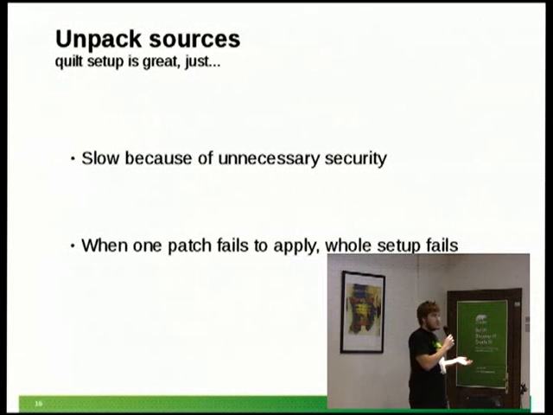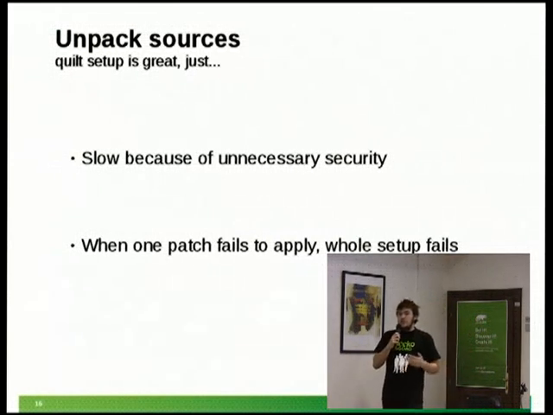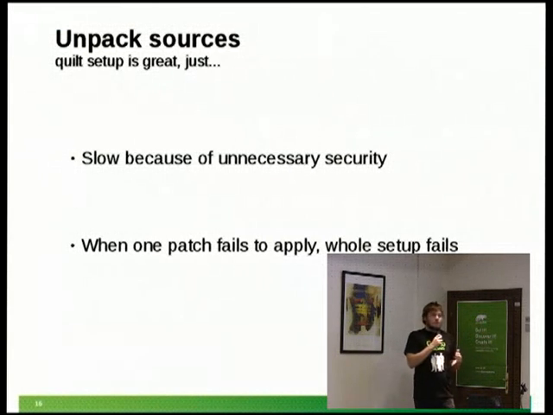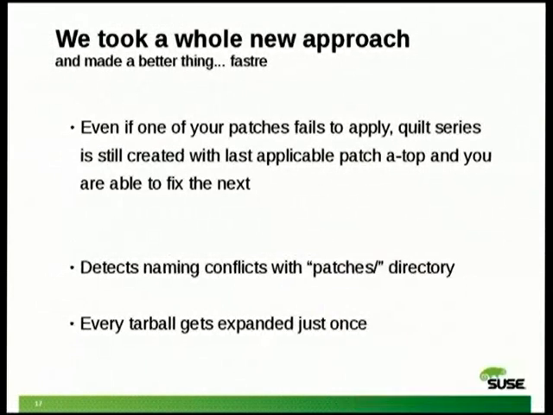And there is another flaw with the quilt setup, that when in your patch list one of them fails, your quilt series is not created. You know, you get the unpacked sources, but no patches applied. And what we've done here, we wrote a replacement for the quilt setup, and we called it fastre, which is again some wordplay on the command used before, the re, and the fast word is to really say that it's really faster than quilt, because it does the unpacking just once, and there are many packages for which this is really crucial.